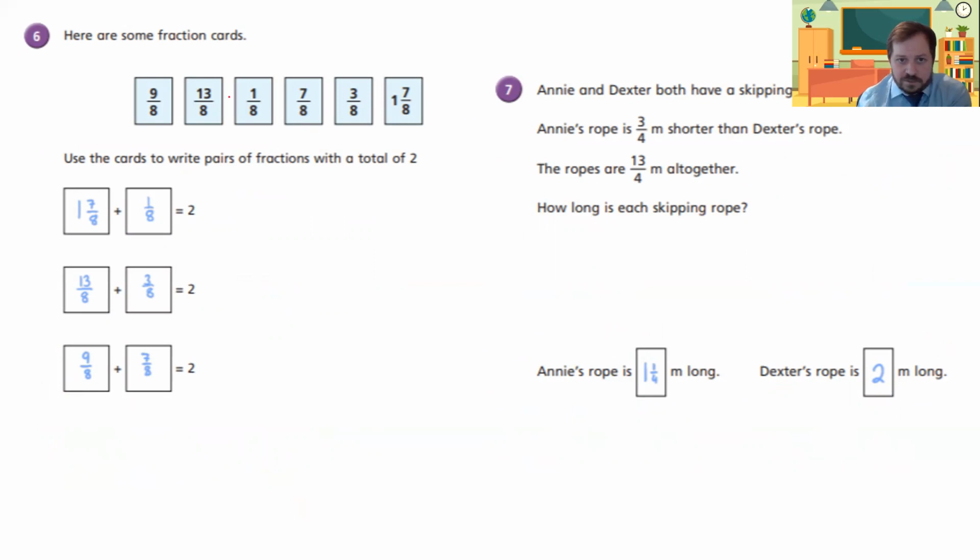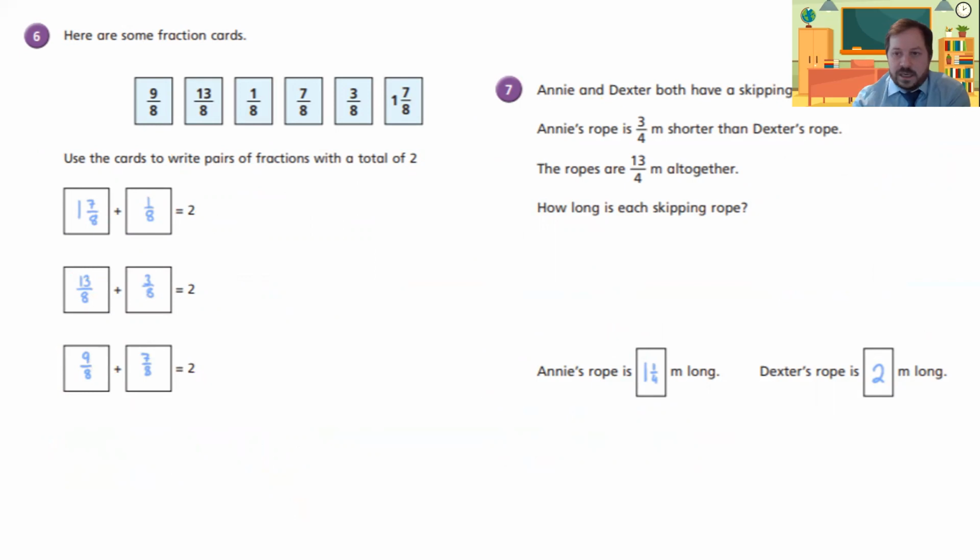Here are some fraction cards. They're all in 8s. That's useful. But remember, there's that 1 there. Use the fraction cards to write pairs of fractions with a total of 2. So 7/8 plus 1/8 is 2. 13/8 plus 3/8 is 2. 9/8 and 7/8 is 2. It's just trying to find the pairs.